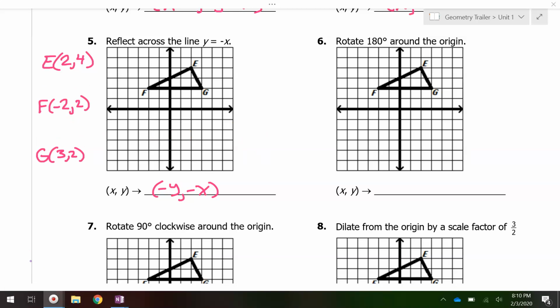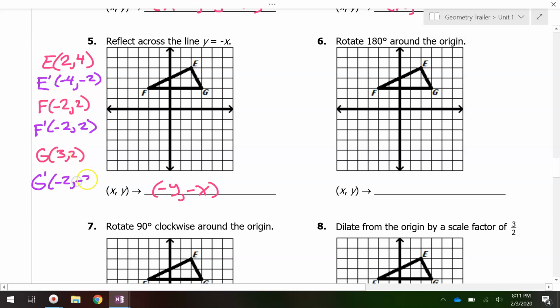All right, now let's go ahead and find E prime and F prime and G prime. Okay, so remember we're doing opposite of y, opposite of x. So the opposite of y is negative 4, and the opposite of x is negative 2. The opposite of y is negative 2, and the opposite of x is positive 2. The opposite of y is negative 2, and the opposite of x is negative 3.